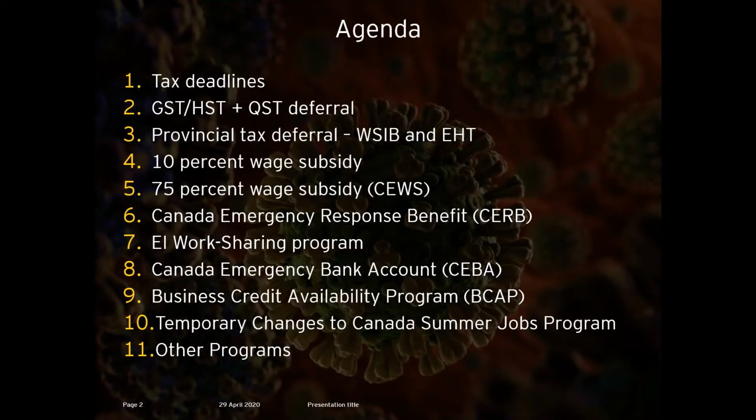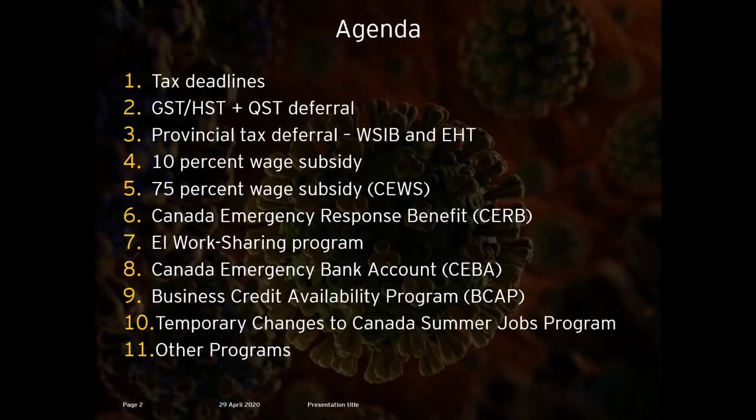So the first is what I refer to as the 10% wage subsidy. This was the first wage subsidy program that was introduced. It applies mostly to small companies. So for example, if it's a corporation, the corporation has to qualify for a small business deduction. And basically, as the name suggested, the subsidy equals 10% of remuneration paid to employees.